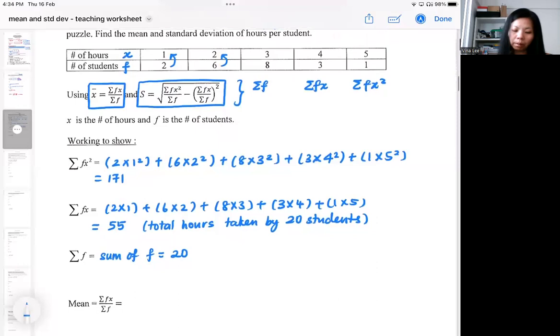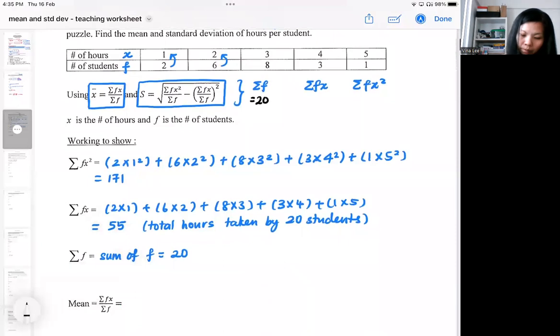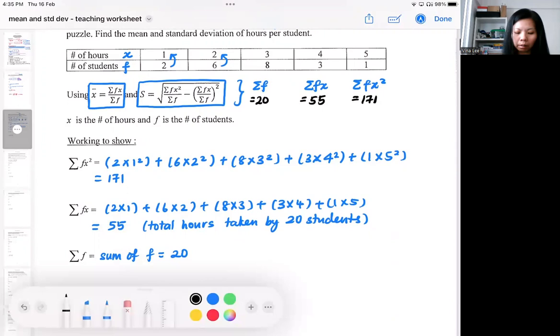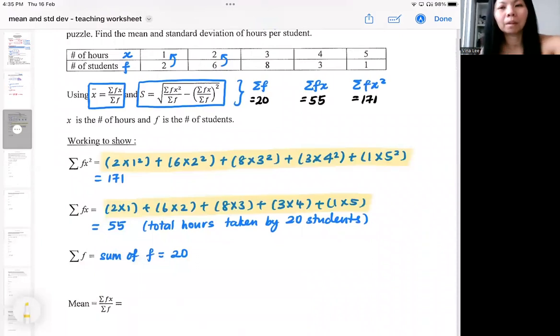Okay, so right now I have the three items. I can just input the three items into the formula. If you are wondering whether you need to show the working or not, you actually don't need to show the working. I just need to see the 171 and the 55. I don't need you to do the working. But if you're worried that you'll make careless mistakes, then I suggest you write it up.